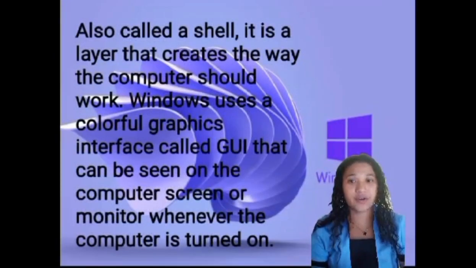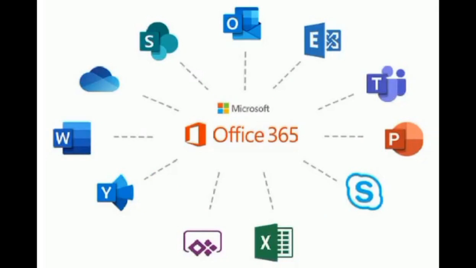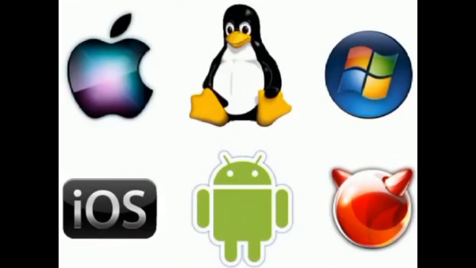It is a layer that creates the way the computer should work. Windows uses a colorful graphic interface called GUI that can be seen on the computer screen or in the monitor whenever the computer is turned on. This is an example of a computer software application.